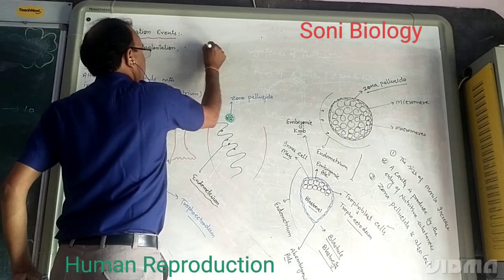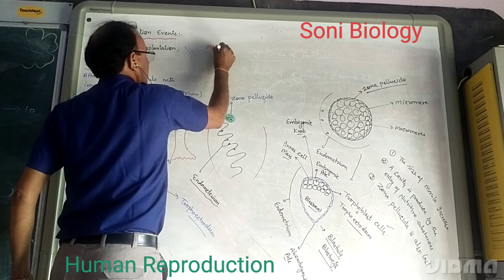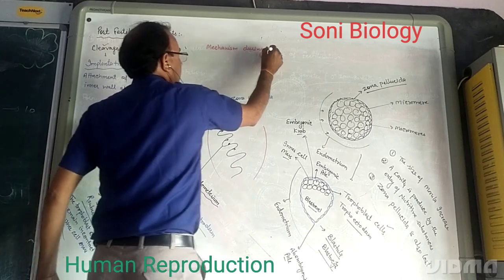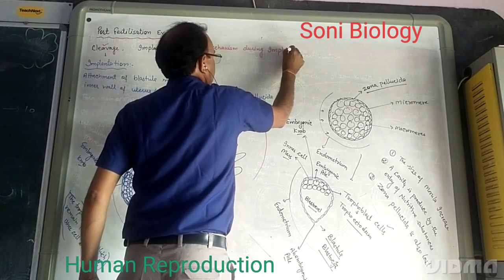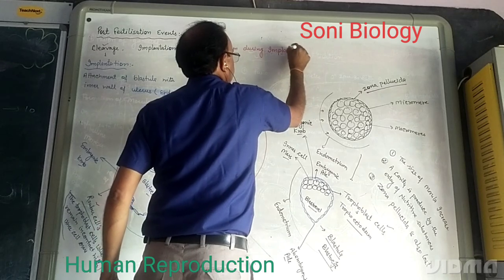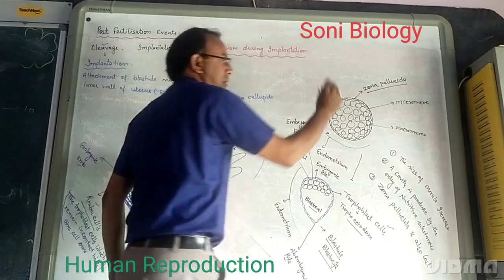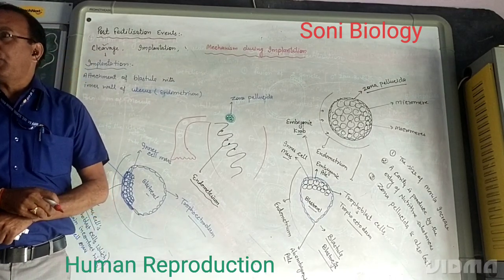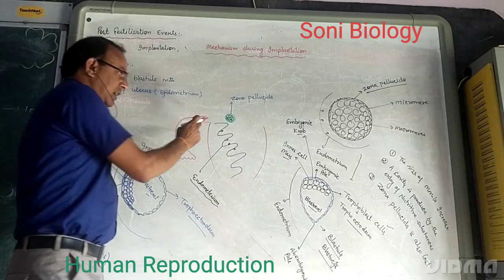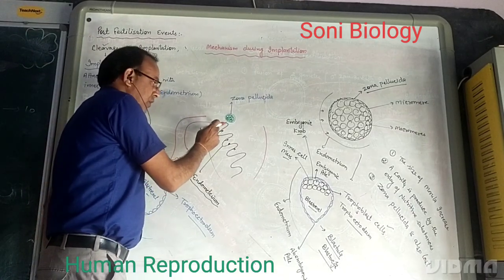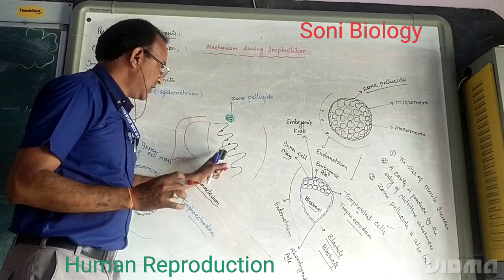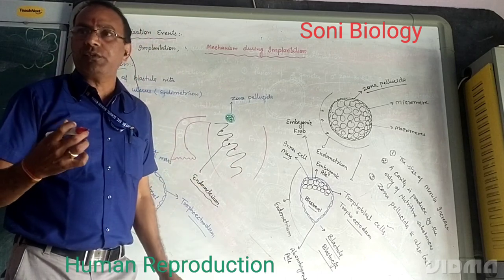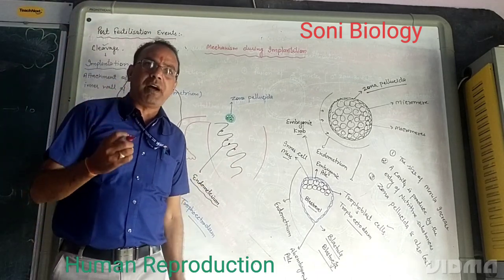First of all, the mechanism during implantation: local stromal edema is produced. What do you mean by edema? The inner membrane of the uterus becomes very soft due to the secretion of some lytic enzymes. It becomes soft, and this softening process is known as local stromal edema.